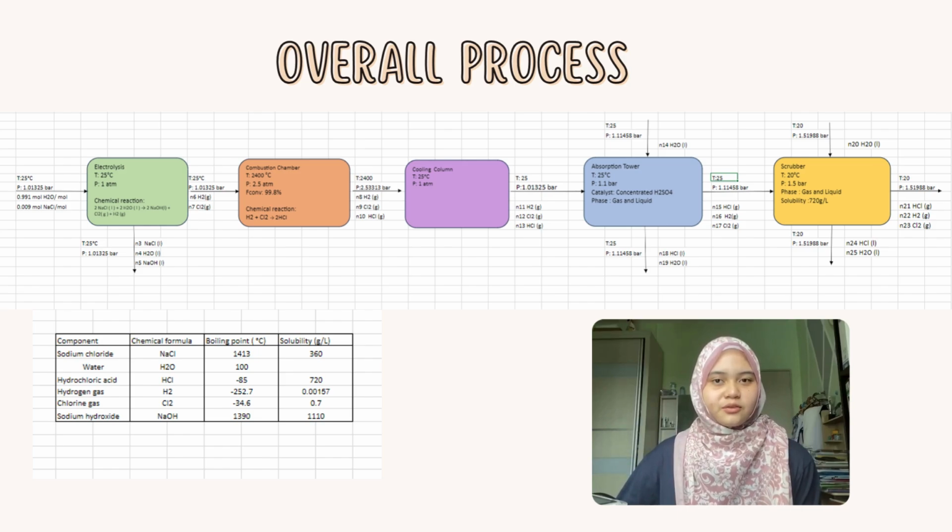For the overall process, we have 5 units. The first one is the reactor that undergoes electrolysis with a composition of 0.991 mol per mol H2O and 0.009 mol per mol NaCl. The next 4 units are the combustion chamber, cooling column, absorption tower, and scrubber, with their respective temperature and pressure. The table below shows the boiling point and solubility of water towards each component.